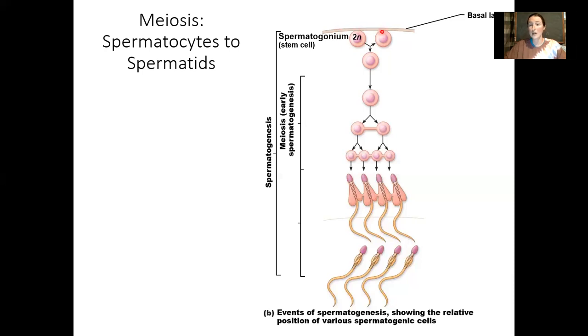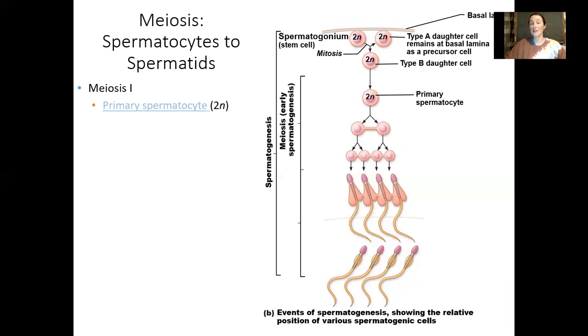This starts on the edge of the seminiferous tubule and is going to proceed down towards the lumen of that seminiferous tubule. Here we can see mitosis producing 2 genetically identical diploid cells. One stays behind and is still called a spermatogonium. The other cell is pushed deeper and deeper into the seminiferous tubule. This is called a primary spermatocyte. Cyte means cell, and spermato, this is going to grow up and become a sperm.